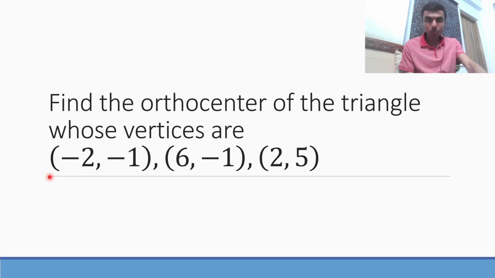Now let us see how to solve this given question. Here we have to find out the orthocenter of the triangle whose vertices are given. It is a very important question. Orthocenter and circumcenter generally come for 7 marks. Sometimes it comes, sometimes it doesn't, but there are good chances that circumcenter or orthocenter might come. Sometimes image theorem, sometimes foot of perpendicular theorem. Fine, let's get started.